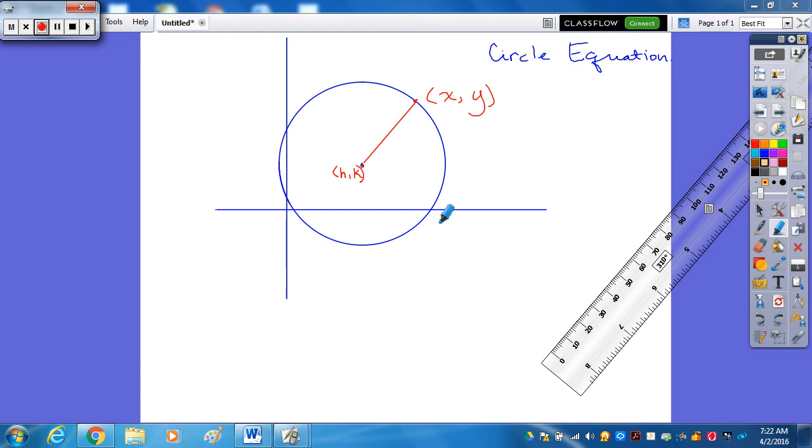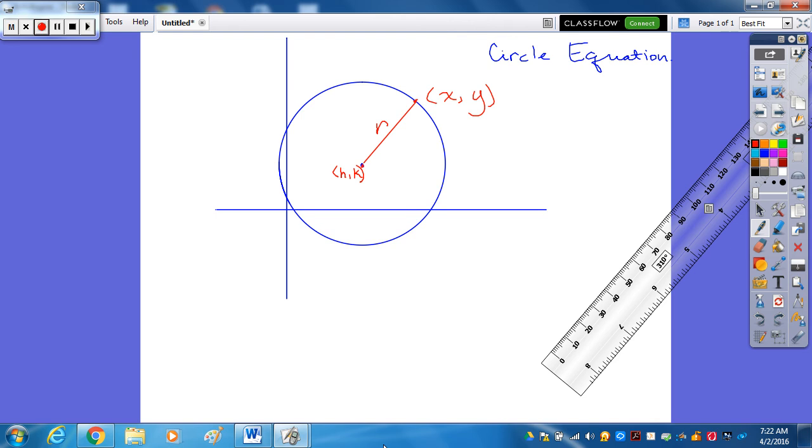So here's what we're going to do. We have a center of our circle at h comma k, and then I just chose a random point on the circle x, y. Now, I could have chosen any point. I could have chosen a point down here, a point over here. It doesn't matter. What we know is that all of these points on this circle are the same distance from that center, and it's called the radius, okay? So I'm going to use that setup right there to figure out the equation of the circle.